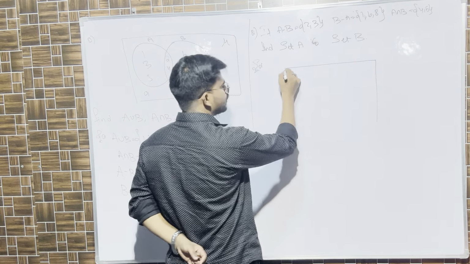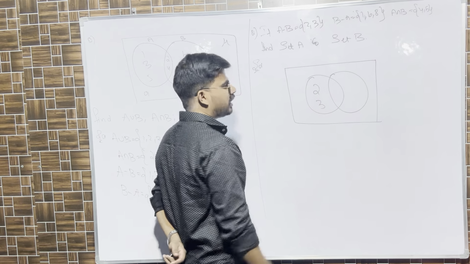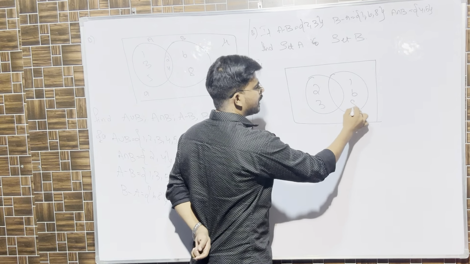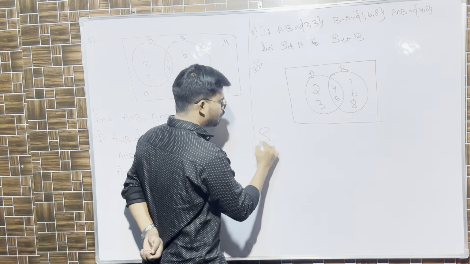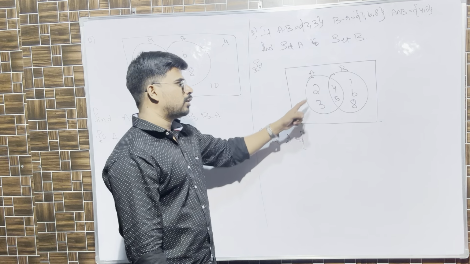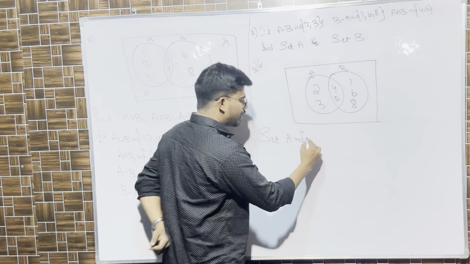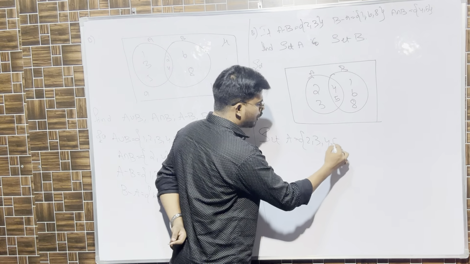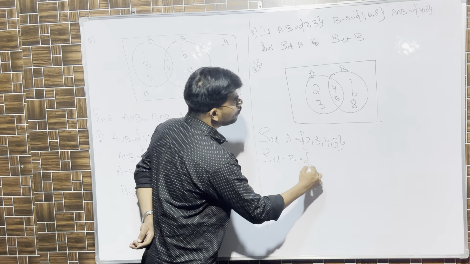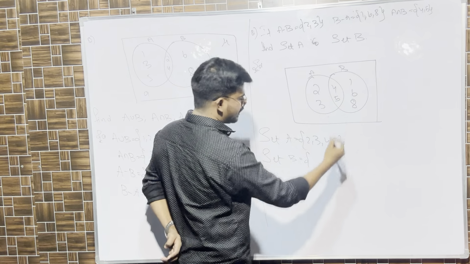Right. A minus B: 2, 3. B minus A: 1, 6, 8. A intersection B: 4, 5. Right? This is A, this is B. In set A, what are the values? 2, 3, 4, 5. What is there in set B? 1, 4, 5, 6, 8.